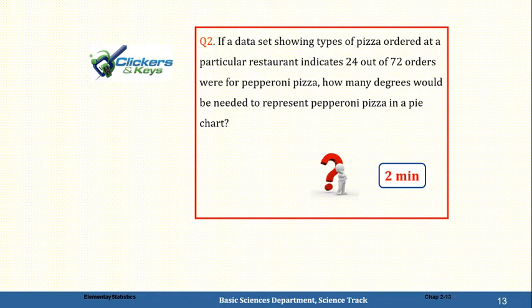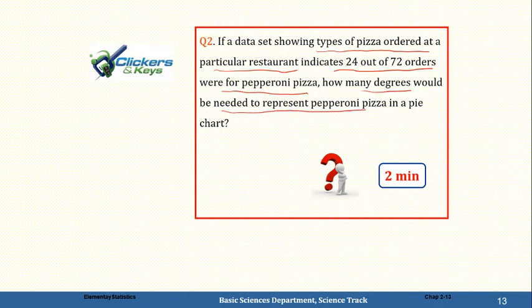Now, if a data set showing types of pizza ordered at a particular restaurant indicates 24 out of 72 orders were pepperoni pizza, how many degrees would be needed to represent pepperoni pizza in a pie chart? So in a pie chart, we want to represent pepperoni pizza here. So how do you find the angle here, the degree?